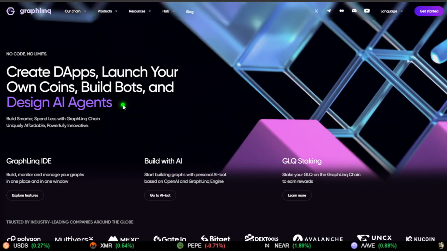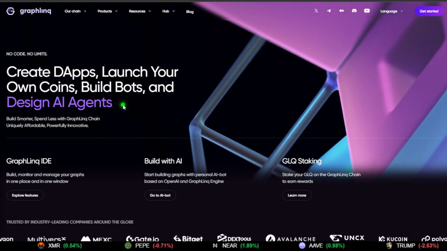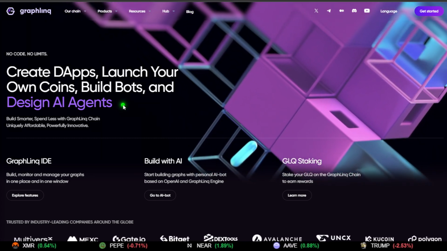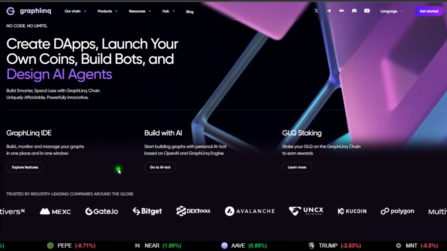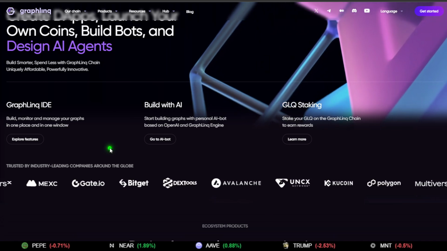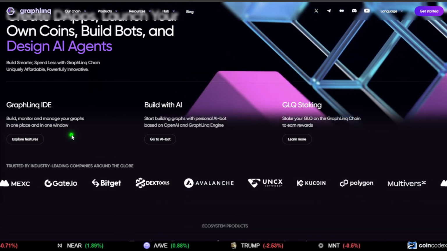And then I keep on looking at this, and it starts to look like a lot more of a business-to-business solution, right? So let's talk about this a little bit more. We'll scrape through this website. Let's see. We've got the Graphlinq IDE, which is a platform on which you can basically program using blocks, and it's a lot easier.